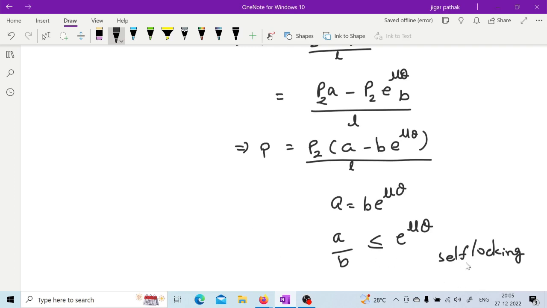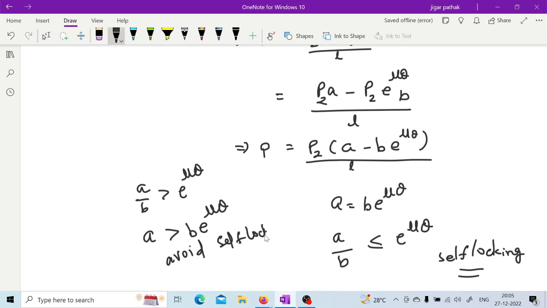That is what I am telling. If this A by B is less than or equal to this e raised to mu theta, then there will be self-locking, because then your P will be coming negative. So in order to avoid this self-locking, this A by B should be greater than e raised to mu theta. Are you getting what I am saying? Yes, sir. Correct. So basically this A needs to be greater than B e raised to mu theta in order to avoid self-locking.